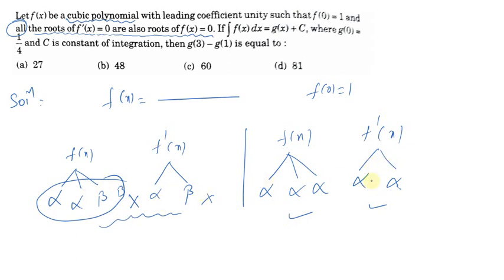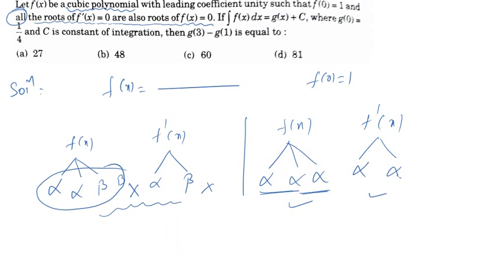Now the roots of f dash x equals 0 must be alpha comma alpha, then only the roots of f of x equals 0 will be alpha, alpha, alpha. All the roots of f dash x equals 0 are the roots of f of x equals 0. Moreover, whenever alpha is a root satisfying f dash x equals 0 and f of x equals 0, alpha must be a repeated root. Now once again, alpha appears two times here and alpha appears two times here. So alpha appears three times, so it must be a perfect cube.